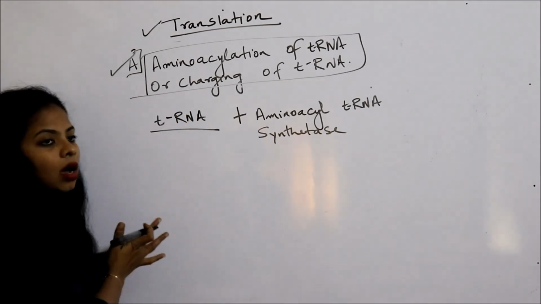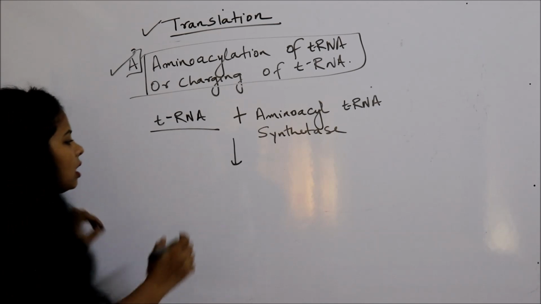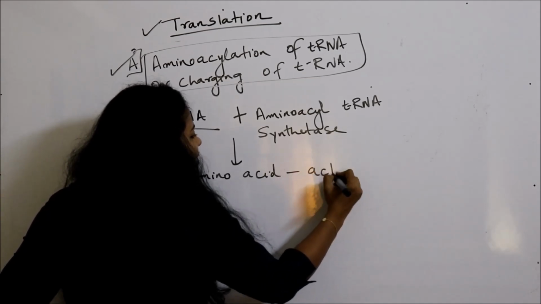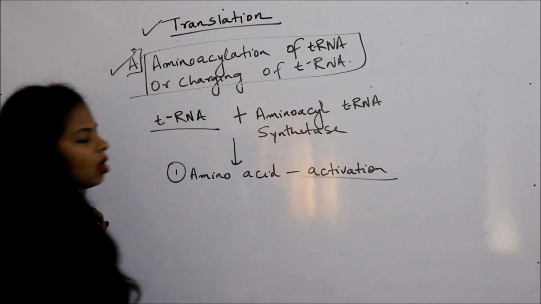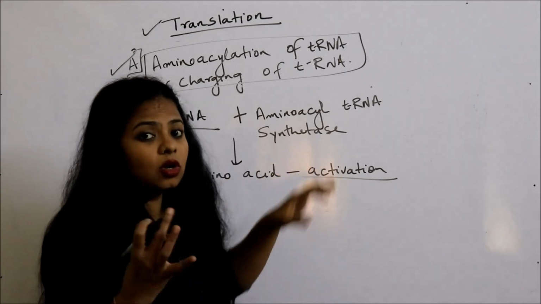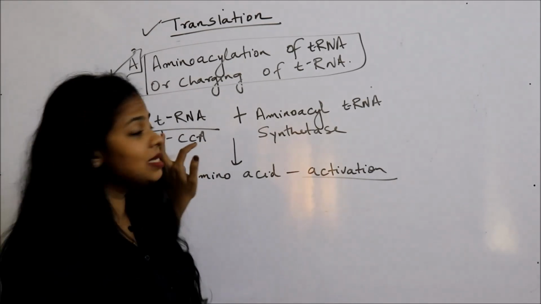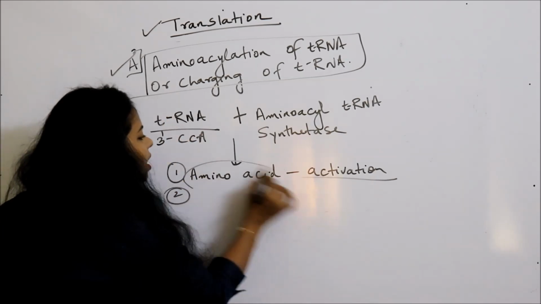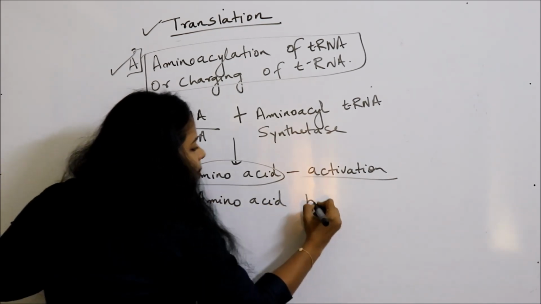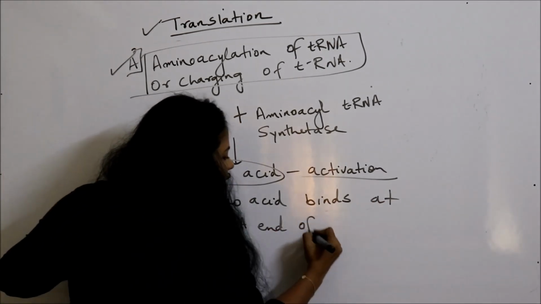Now this enzyme adds the amino acid at the 3' end, but before that, the amino acid gets activated. So activation of amino acid occurs. Then next, this activated amino acid goes and binds at the 3' CCA end. See, there are two ends, 5' and 3'. So the 3' CCA end of tRNA is the place where this activated amino acid binds.